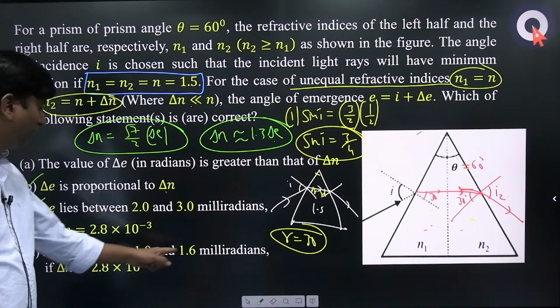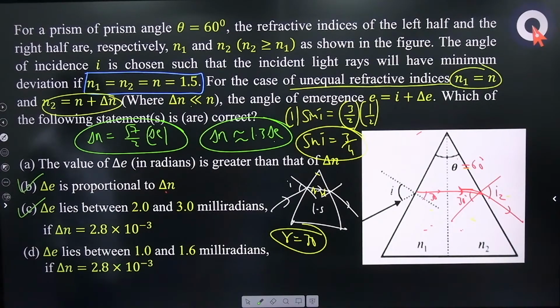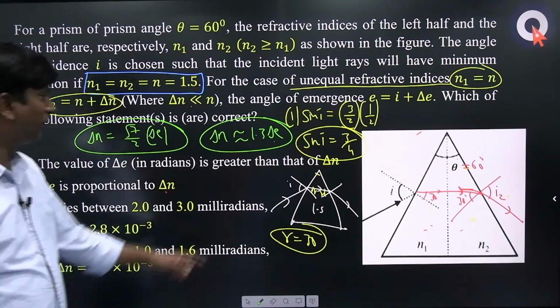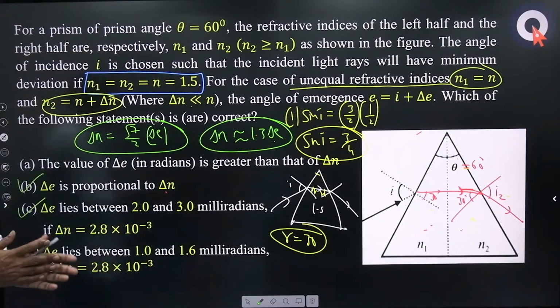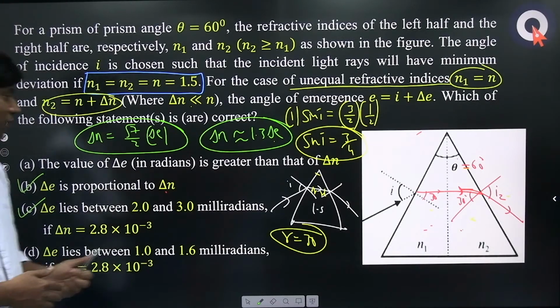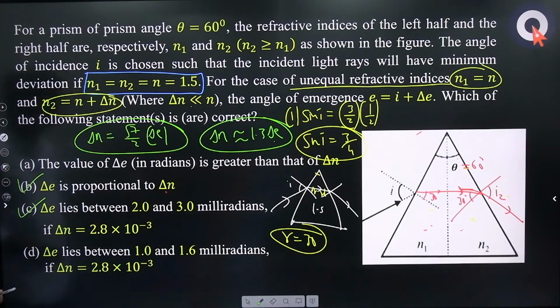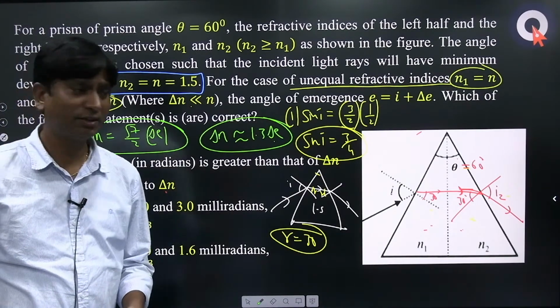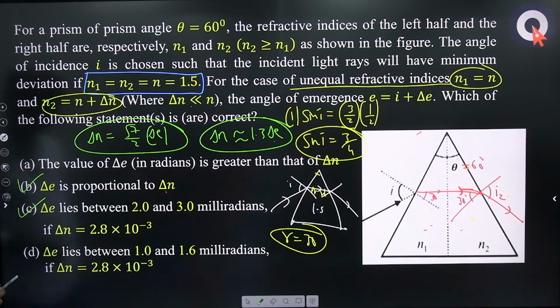And if delta E lies between 1 and 1.6, what about delta N? Even if you take 1.6 here, 1.3 into 1.6, you will not get 2.8. So that is why option B and option C are correct for this particular question. This is also a very good question, which previously appeared in JEE Advanced. So we'll get back to the next question.